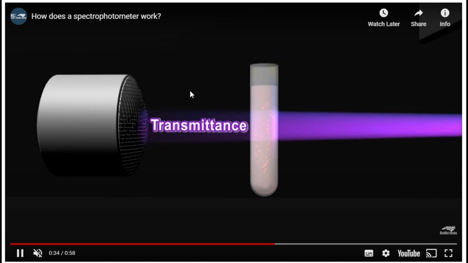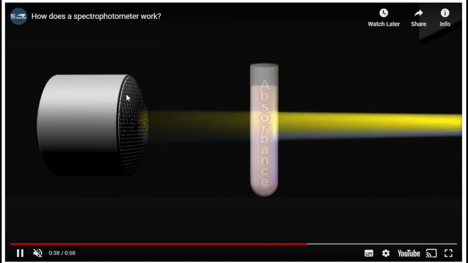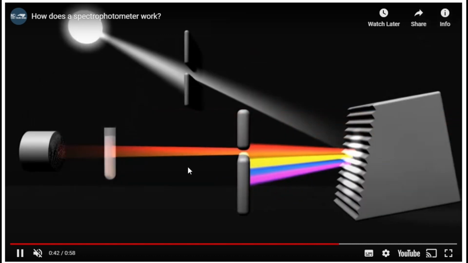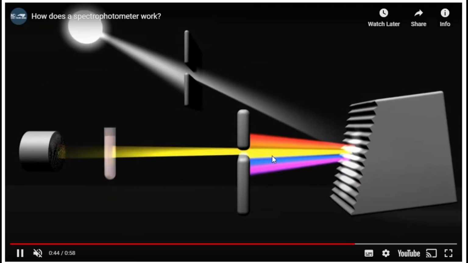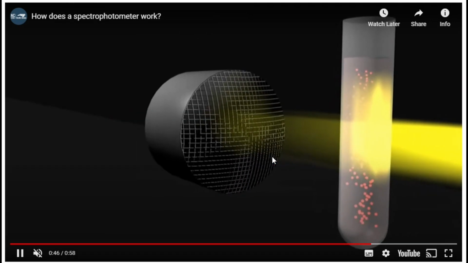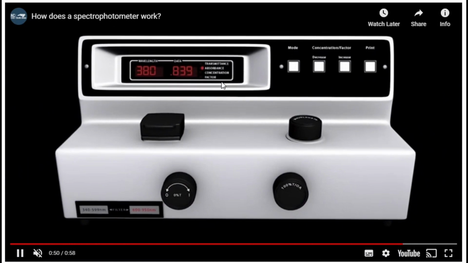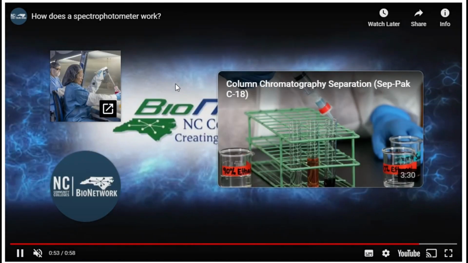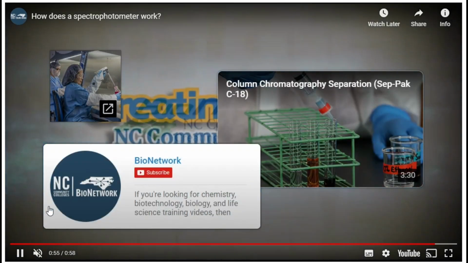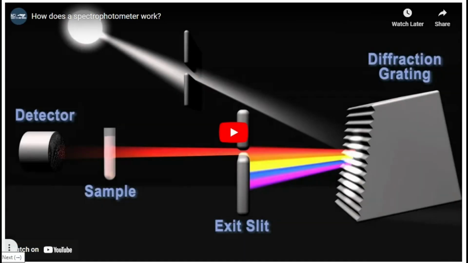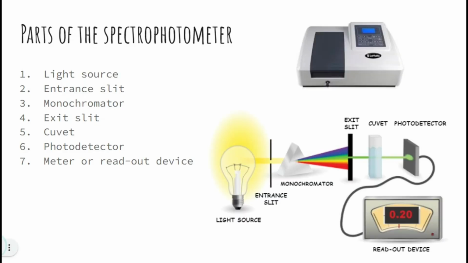Here is the transmitted light, which will be detected by the photodetector. So that, depende po kung anong wavelength yung kailangan po natin dun sa ating analyte. That will be detected by the photodetector, and here is the readout device where you will see the measurement. And then we will dissect each part of our spectrophotometer in the next slides.